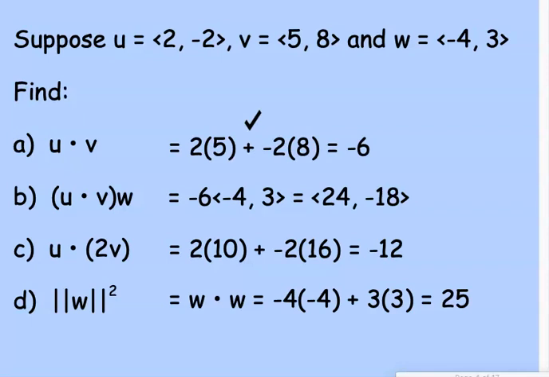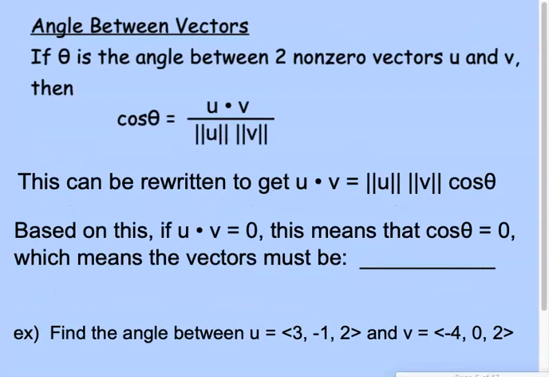How did we do? Brian, we good? Yeah, okay. All right. Angle between two vectors.